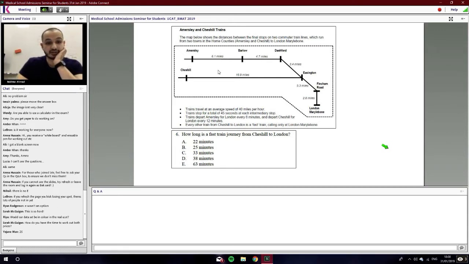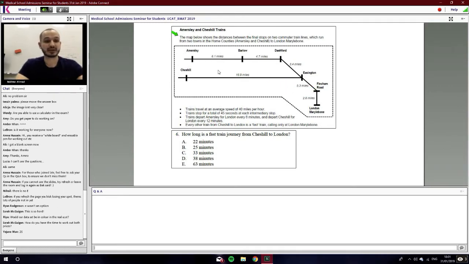Right, so let's go through this question. How long is the fast train journey from Cheshire to London? So we're going from here, and if you read some of the information that is given to you, it says the fast train calls only at London, so it basically doesn't stop at any other stations. So first thing you want to do is add up the distances: 16.9 miles, 5.3, and then 2.8.